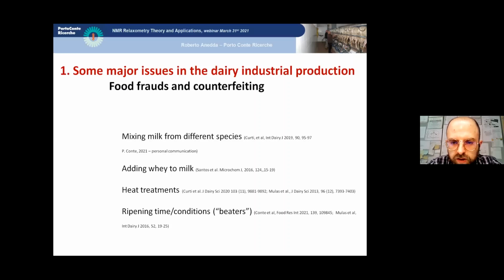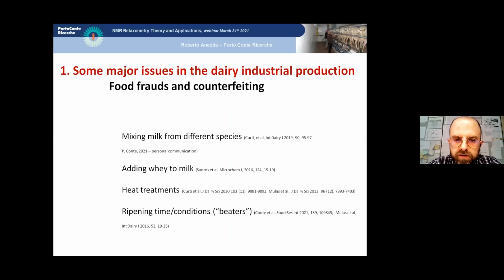Sometimes they cannot be controlled for this artificial increase of yield or with addition of milk from different species. Adulteration by addition of milk whey can be detected by using analytical kits.